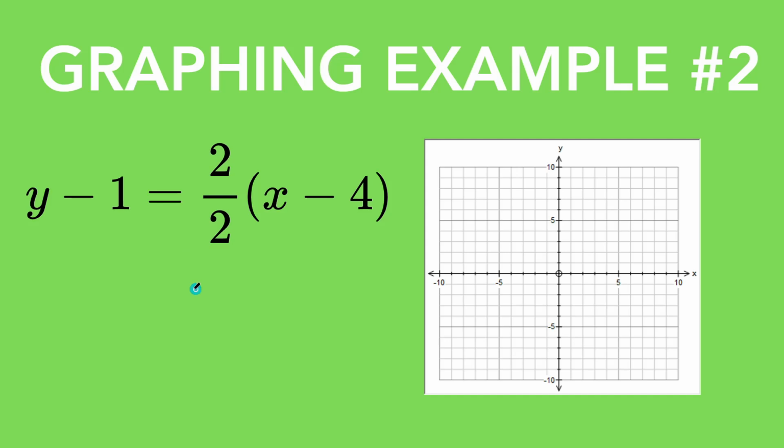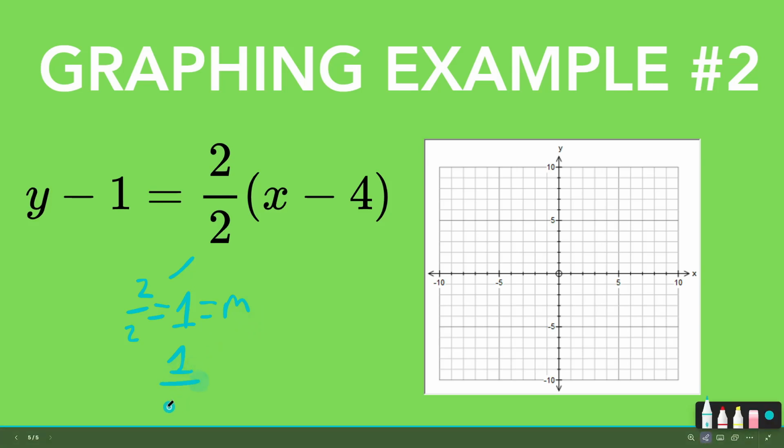Alright, now let me show you the solution. First, let's identify what the slope is. In this case, we know the slope is going to be 2 over 2, which equals 1. So the slope of this graph is just going to be 1. 1 can also be written as 1 over 1. So the rise is going to be 1, and the run is also going to be 1.